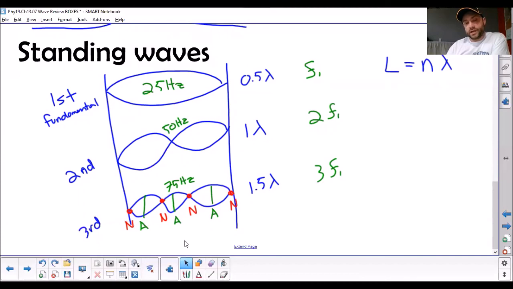Don't forget about nodes and antinodes. Nodes are all the knots, all the dots in between them, and then the antinodes are all your amplitudes.